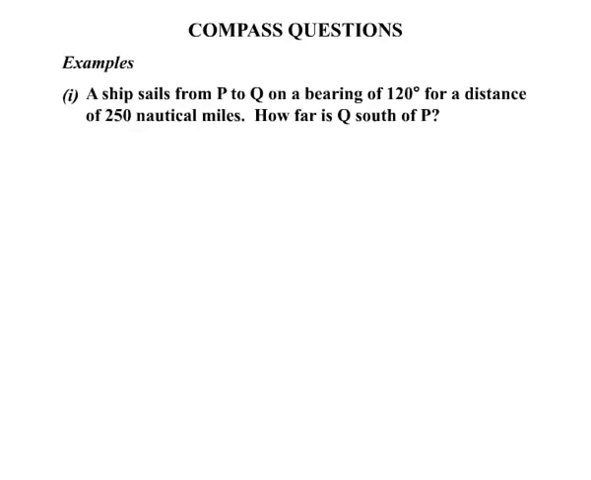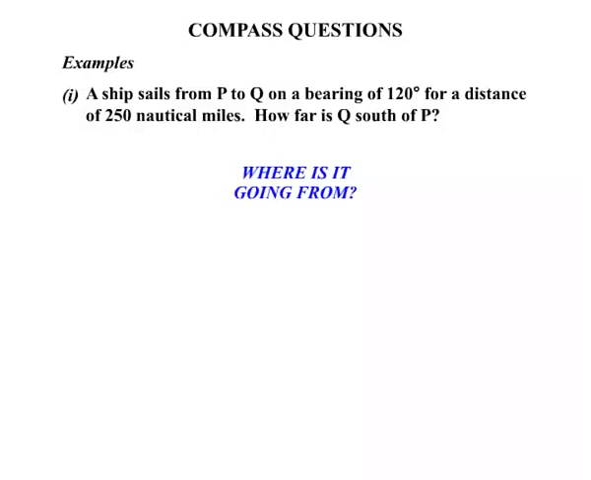Now we do some further trigonometry work, this time involving compass questions. Examples. In the first one, a ship sails from P to Q on a bearing of 120 degrees for a distance of 250 nautical miles, and we need to find how far is Q south of P.